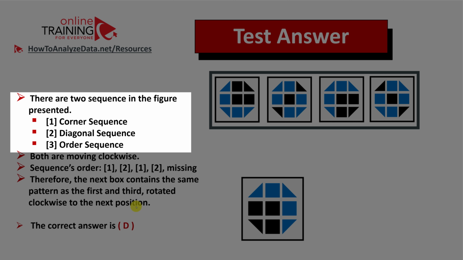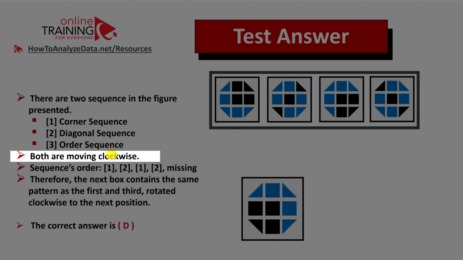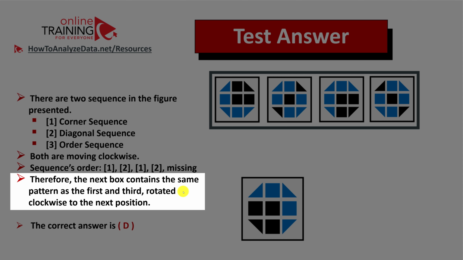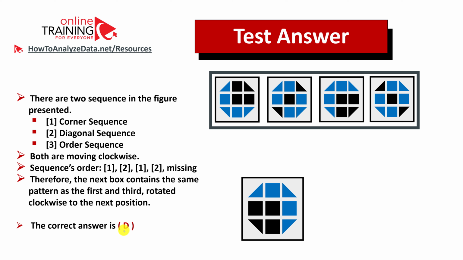Let's recap. There are 2 sequences in the figure presented. We have corner sequence, we have diagonal sequence, and order sequence. Corner sequence goes in boxes 1 and 3, and diagonal sequence goes in boxes 2 and 4. Both sequences move clockwise in the next item. And the sequence's order is 1, 2, 1, 2, and then the missing item. This is why the next box will contain the same pattern as the first and the third, rotated clockwise to the next position. So the correct choice here is choice D. Hopefully you've nailed this question.